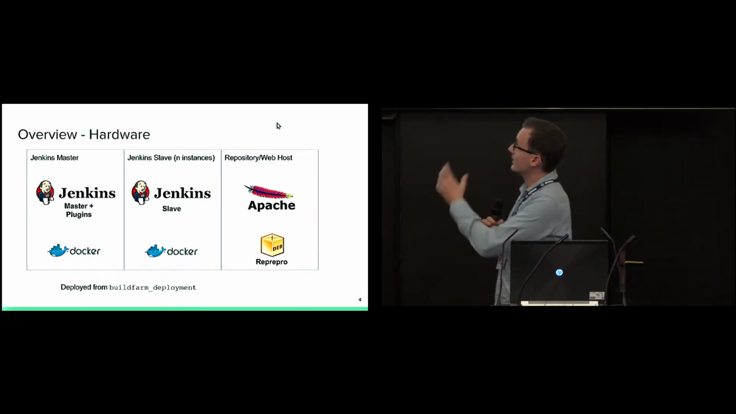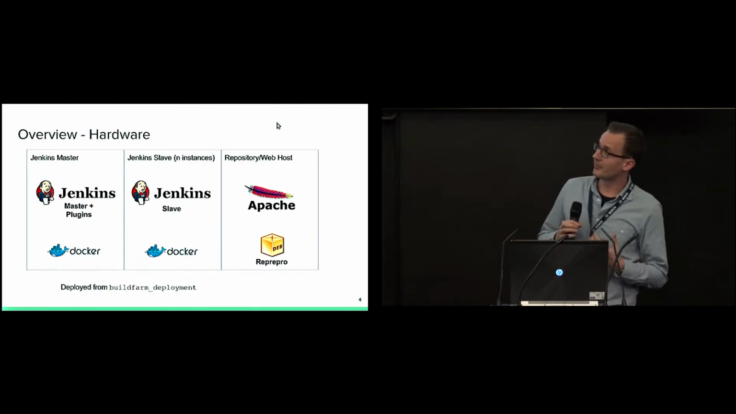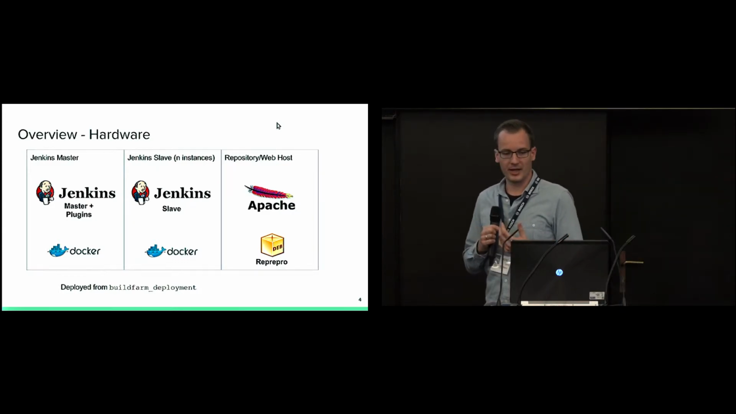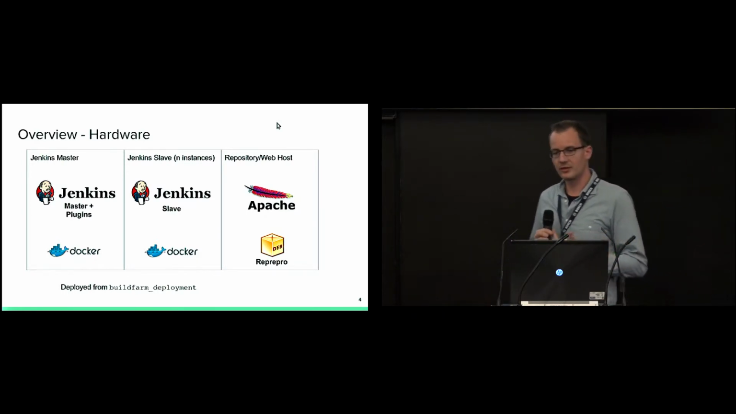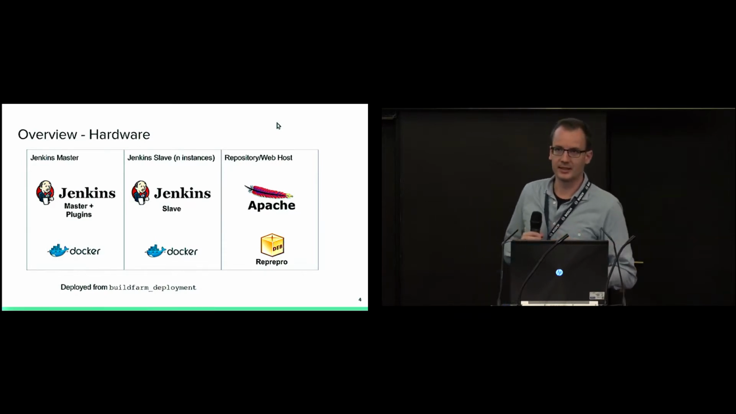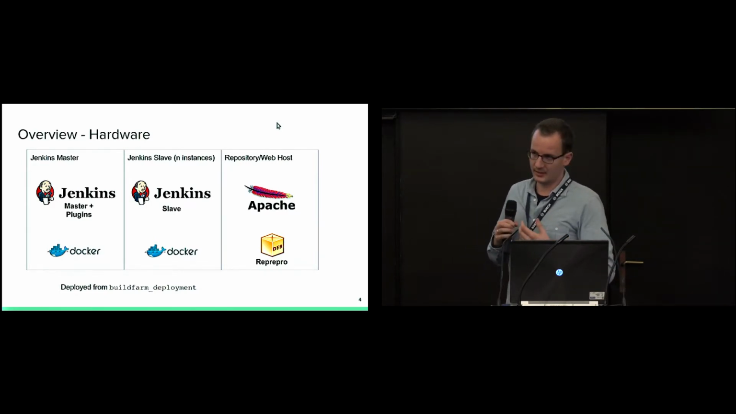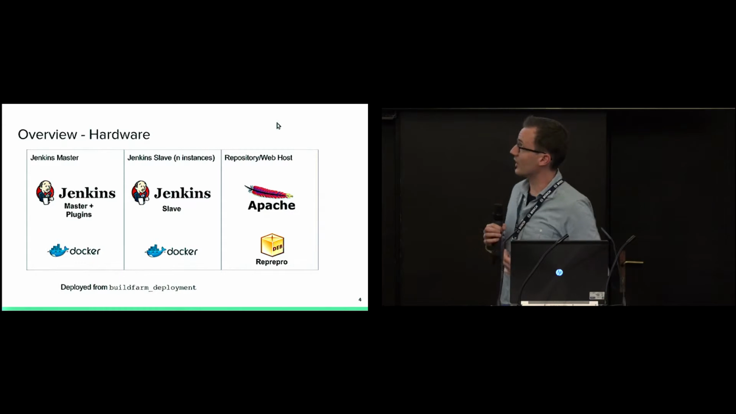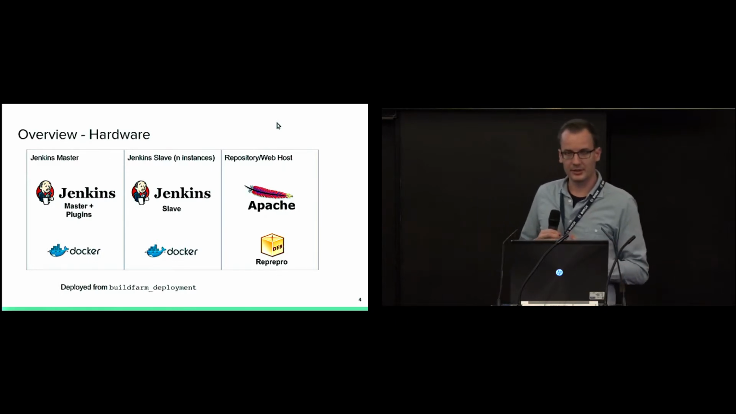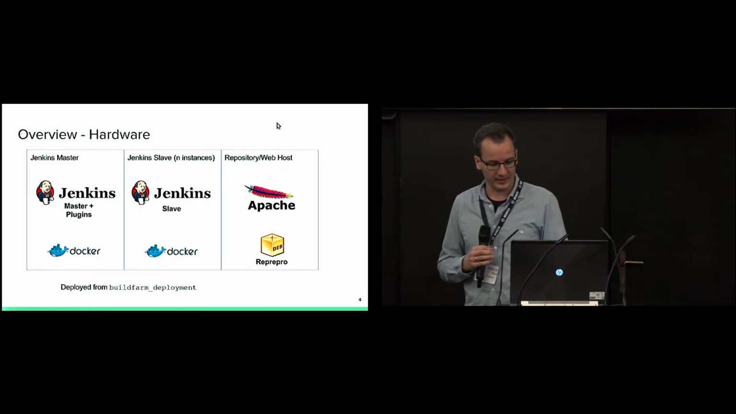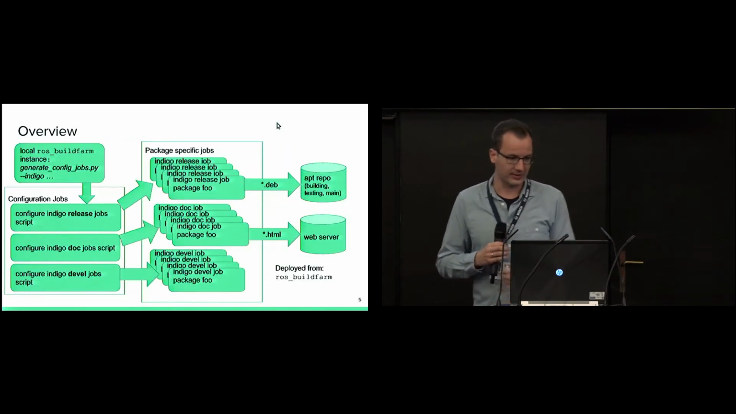And the setup, as you see here, is deployed by the build farm deployment scripts. So this is a repository containing a set of Python tools that automatically set up the Jenkins master, slave, Apache server, and the repository using Puppet. So that's all automated, and you basically only have to change the configuration for your specific setup.